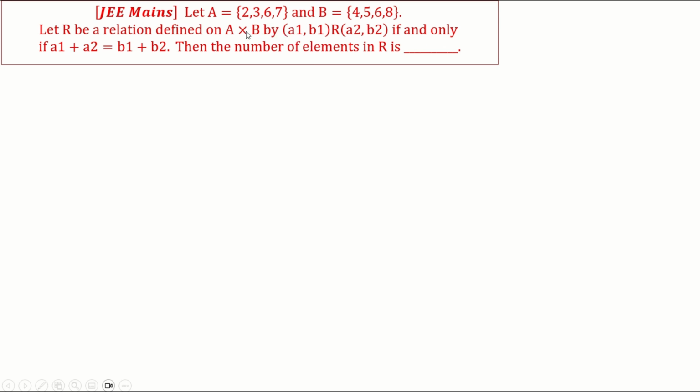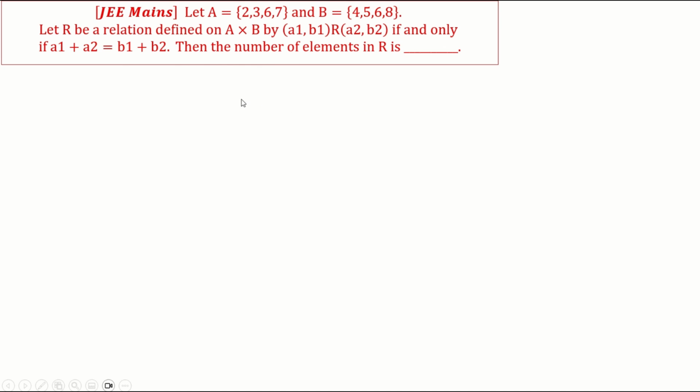Okay, the relation is defined in this Cartesian product such that if you take any two ordered pairs, the sum of the first elements is equal to the sum of the second elements. Then the number of elements in the relation R. How many elements are there in this relation?